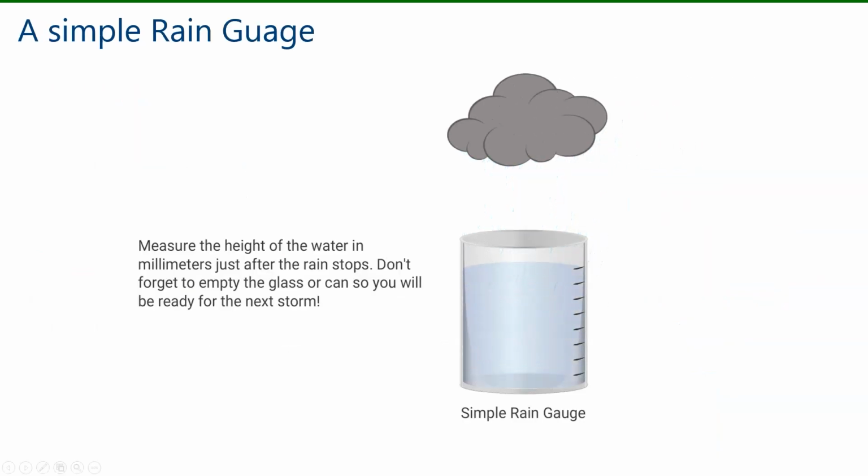Here's a simple rain gauge. Measure the height of the water in millimeters just after the rain stops. Don't forget to empty the glass or can so you will be ready for the next storm.